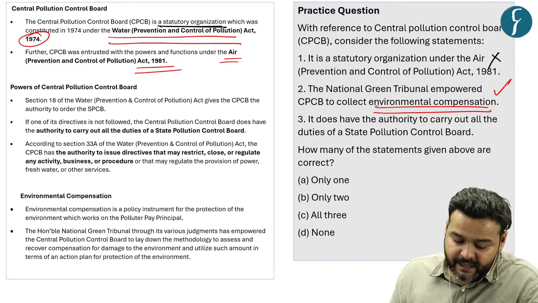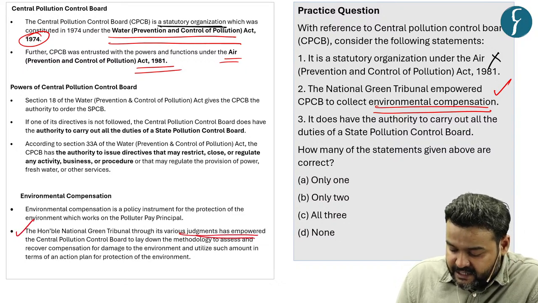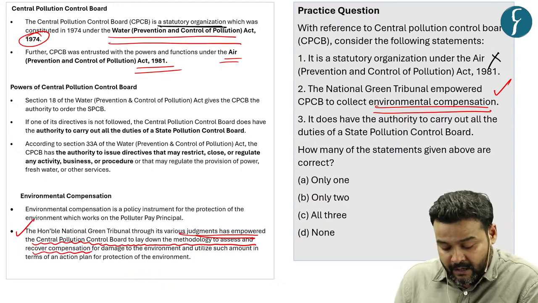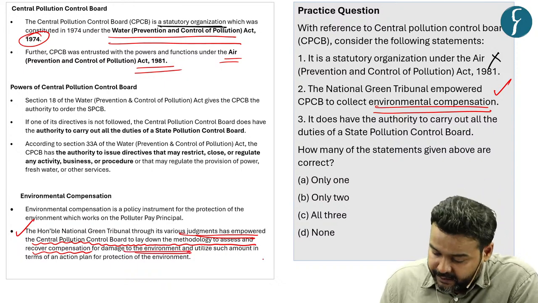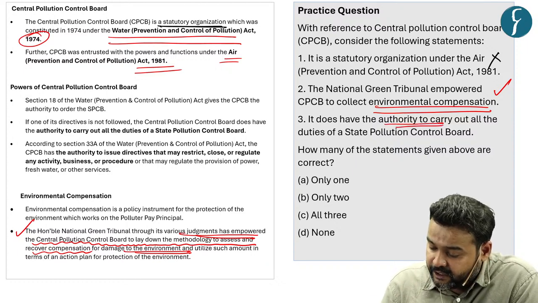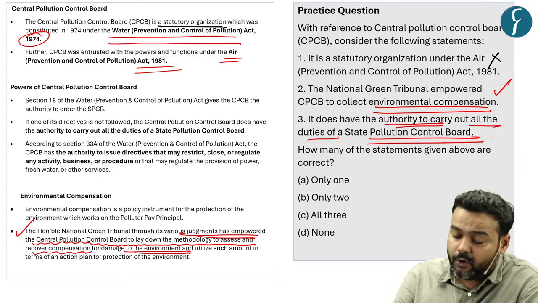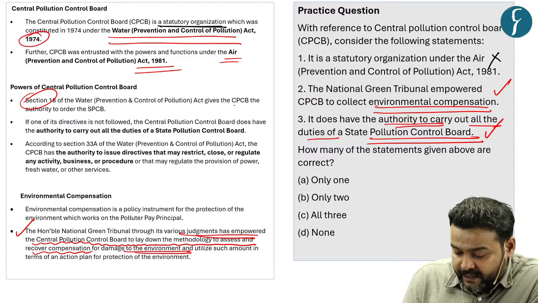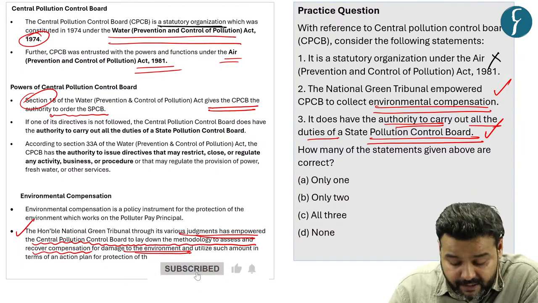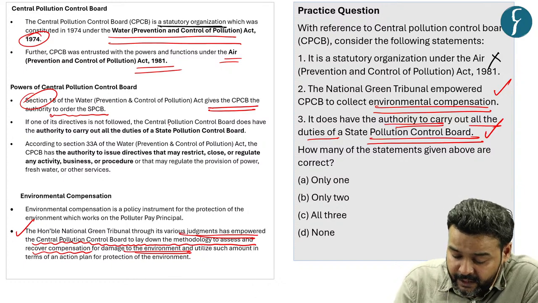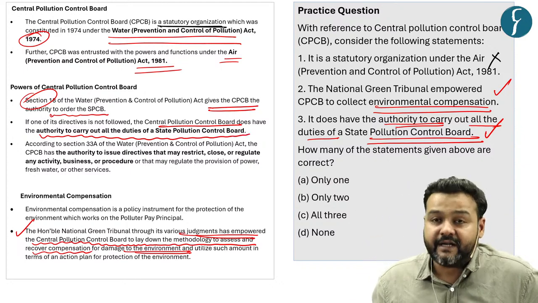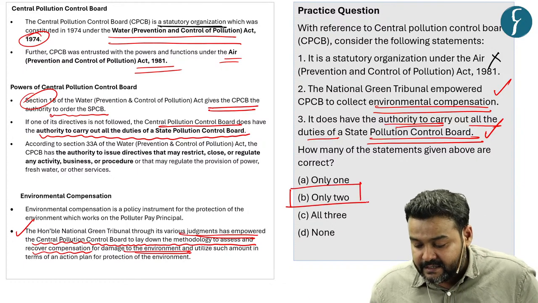This statement is correct. Here you can see that NGT, through its various judgments, has empowered the Central Pollution Control Board to lay down the methodology to assess and recover compensation for damage to the environment and so on. The third statement says it does have the authority to carry out all the duties of a State Pollution Control Board. Now, this is a correct statement. If you see the powers, section 18 gives the power to CPCB that CPCB can give orders to the State Pollution Control Board. And if one of its directives is not followed, the CPCB does have the authority to carry out all the duties of a State Pollution Control Board. So as you had to find the correct option, your answer would be B, that is only 2.